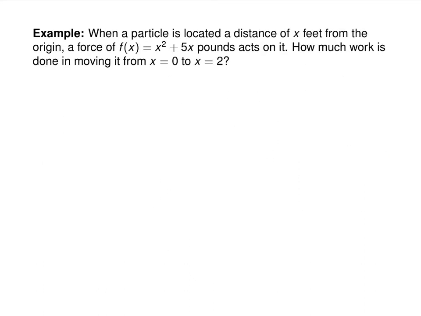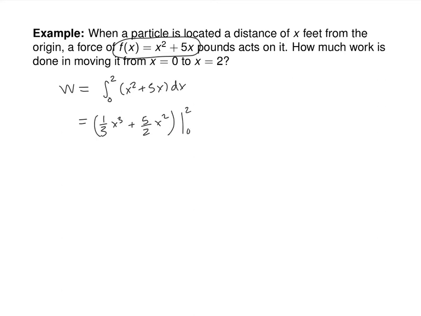So first let's just suppose we're given a dummy force equation. We know when a particle is located x feet from the origin, this is the force that acts on it. How much work is done moving it from 0 to 2? So you find the work by adding up all the forces. The integral from 0 to 2 of x squared plus 5x dx. So that's 1/3 x cubed plus 5 over 2 x squared, from 0 to 2. So 8/3 plus 5/2 times 4, which is 8/3 plus 10, or 38/3.